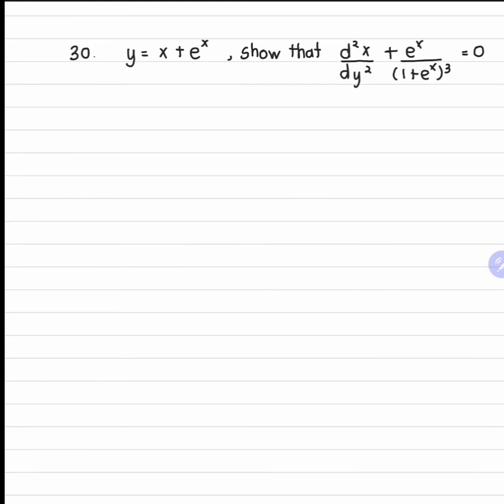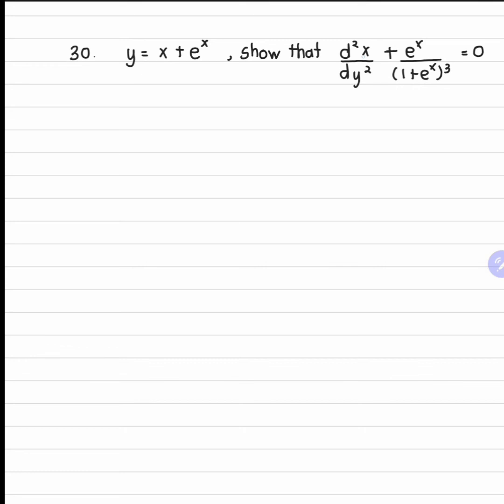Question number 30, we have y equals to x plus e power of x. Question asks to show that d square x dy square plus with e power of x divided by 1 plus e power of x power of 3, we get 0. Okay, now look the question. D square x dy square ni bukan macam yang selalu kita cari tu.